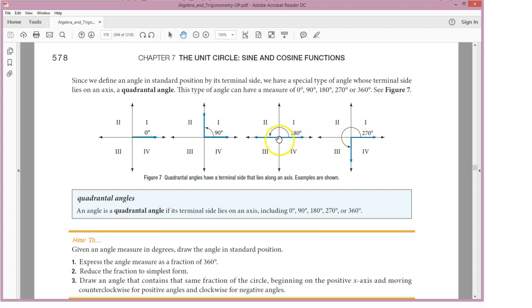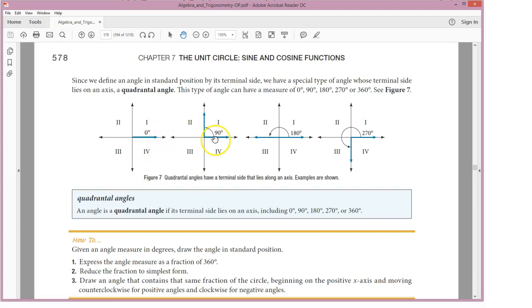That means that the initial side of the angle is a completely horizontal line, and in this coordinate system, I have these two axes, and when these two axes meet, you have 4 quadrants. So this is the first quadrant, the second quadrant, the third quadrant, and the fourth quadrant.